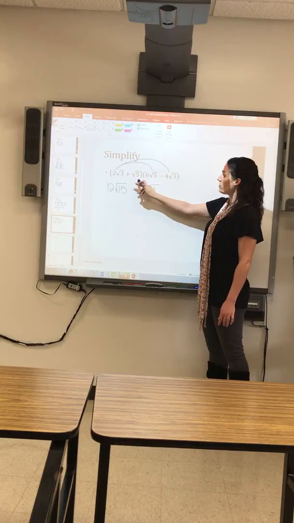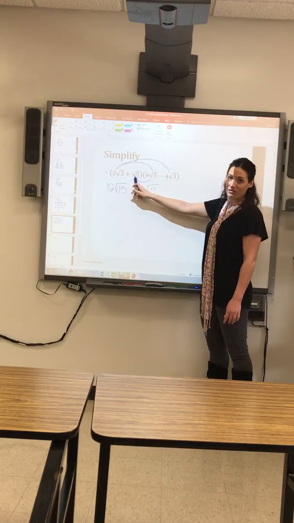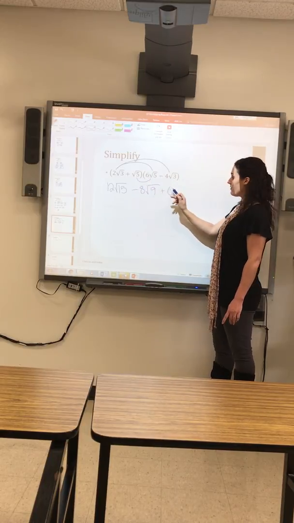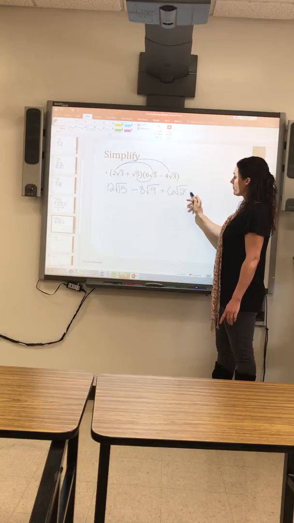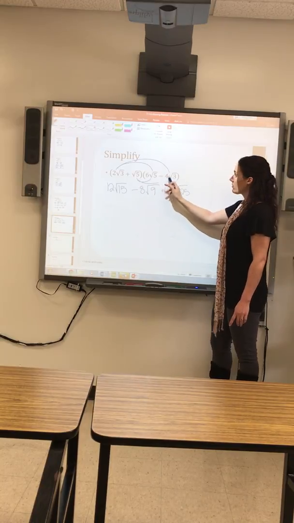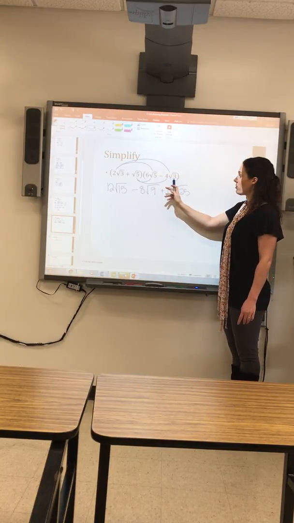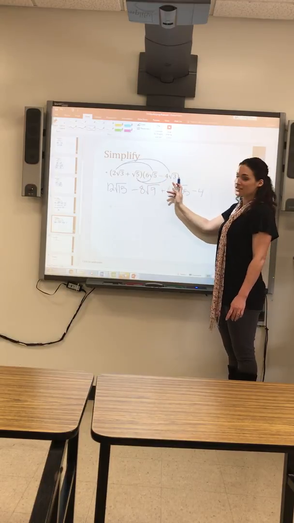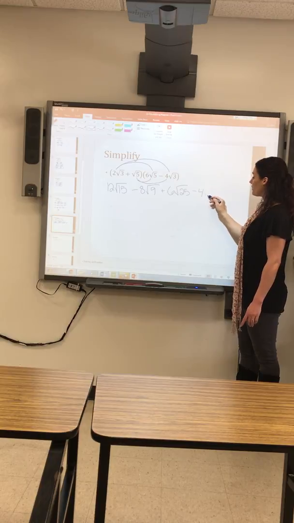Then we'll distribute the square root of 5. This one doesn't have a whole number part, but don't forget this one does. So there's a 6, and then square root 5 times square root 5 is going to be square root 25. Then we'll multiply by the negative 4 square root 3. This one has a minus 4 whole part. Square root 5 times square root 3 is going to be square root 15.